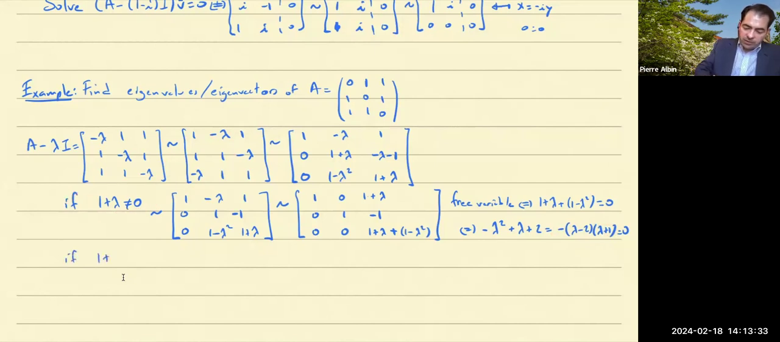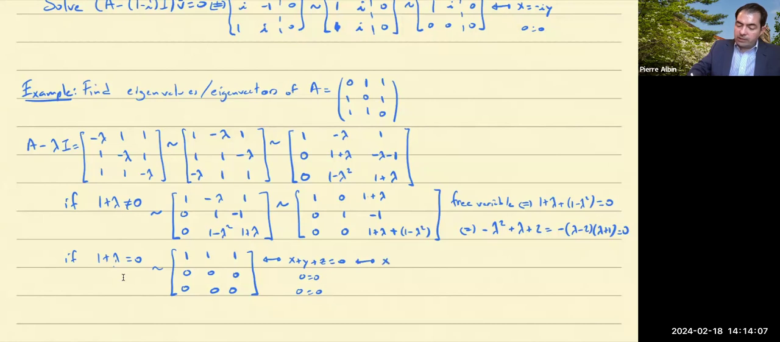If 1 plus lambda is equal to 0, then what does this matrix look like in that case? Well, that would mean lambda is equal to minus 1. So the top row becomes 1, 1, 1, and all of the other entries vanish. Let's go ahead and translate this to equations. So that would be x plus y plus z equal to 0, 0 equal to 0, 0 equal to 0. And this first equation, if I write the pivot variable in terms of the free variables, looks like that.